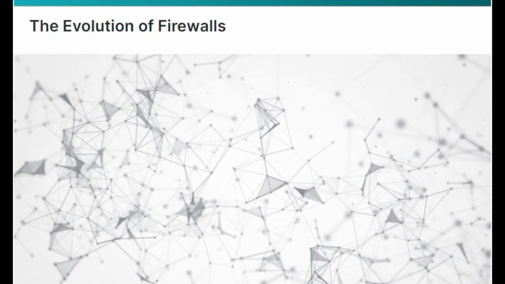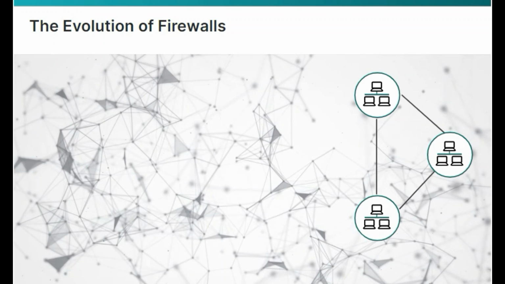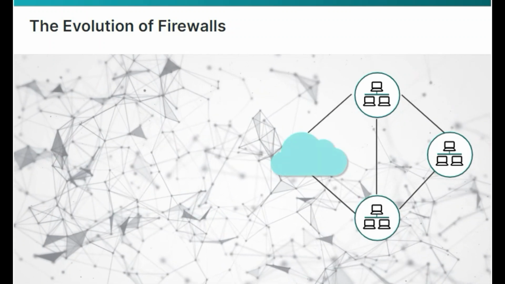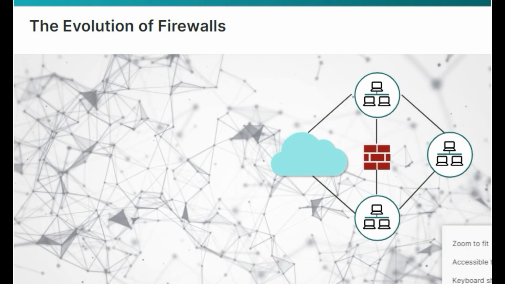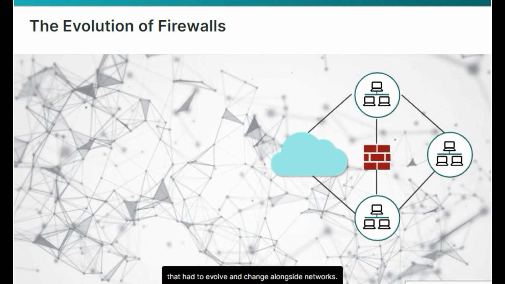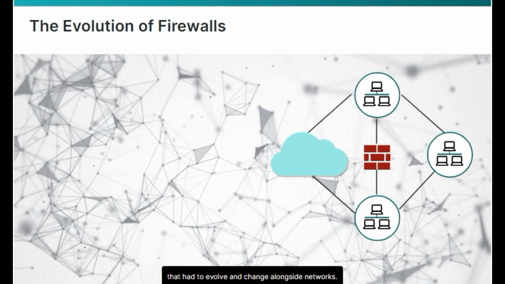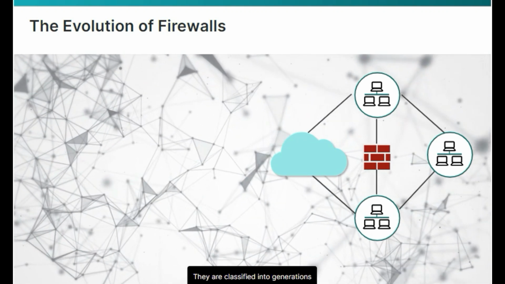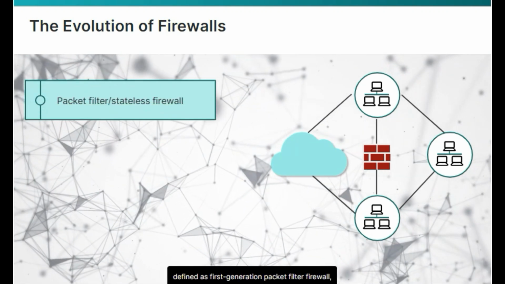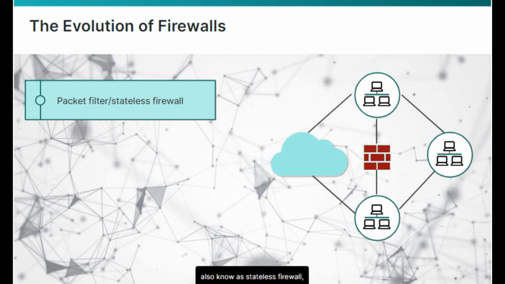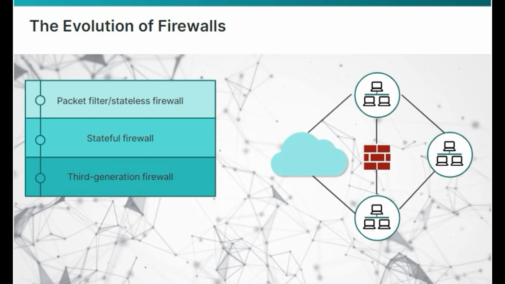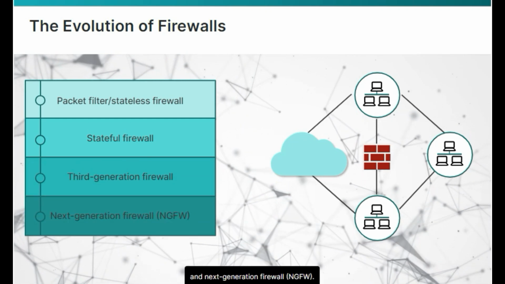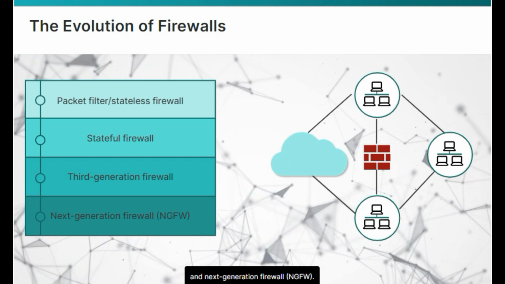As networks began to grow, interconnect with one another, and eventually connect to the internet, it became important to control the flow of network traffic. Firewalls became a means of control that had to evolve and change alongside networks. They're classified into generations, defined as first-generation packet filter firewall, also known as stateless firewall, second-generation stateful firewall, third-generation firewall, and next-generation firewall, NGFW.